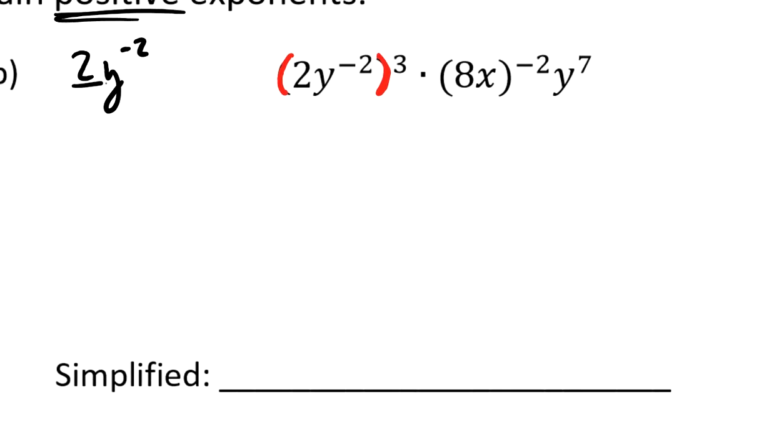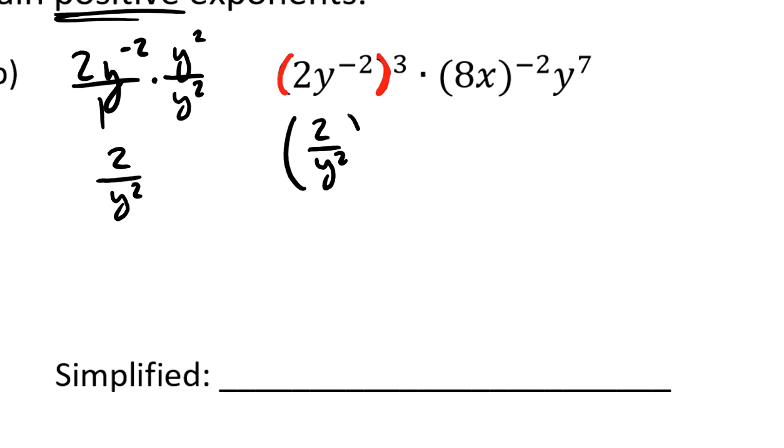And if I want to get rid of the negative second power, I can again multiply by y squared over y squared. So this would make this equivalent to 2 over y squared. So that's the thing that's in red. So what I have here is 2 over y squared, and I need to raise that to the third power.